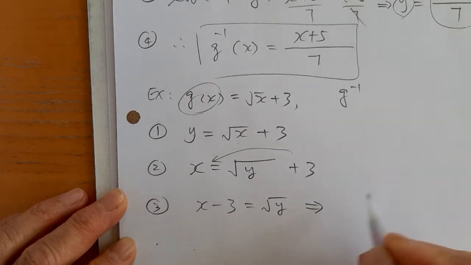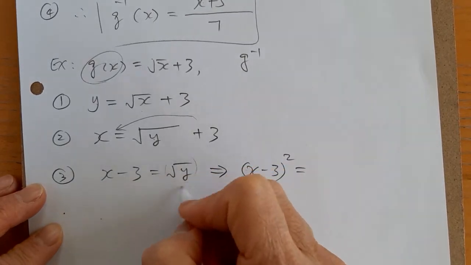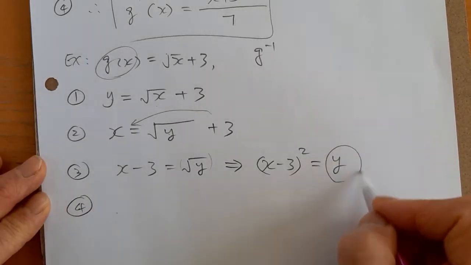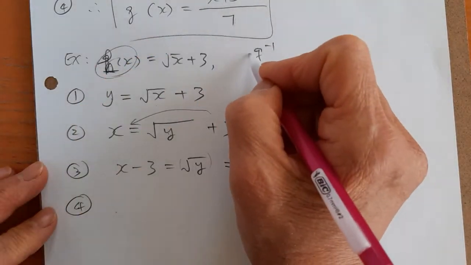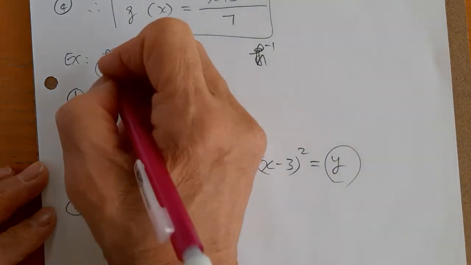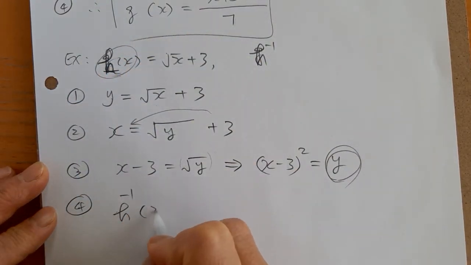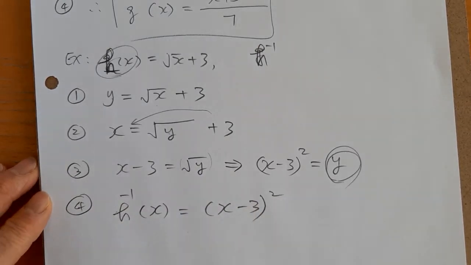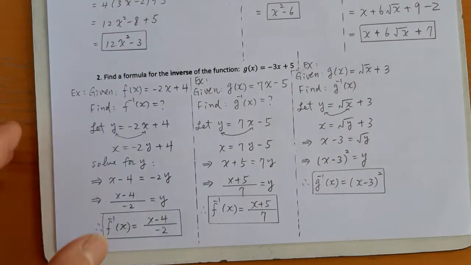And then you square both sides. So you get (x minus 3) squared equals y, since this square is just y. And then the fourth step, change this y to g. Here's the g function. If given h, find h inverse. So if we say h, then you change y to h inverse of x equals (x minus 3) squared. So this is the procedure to find an inverse function.